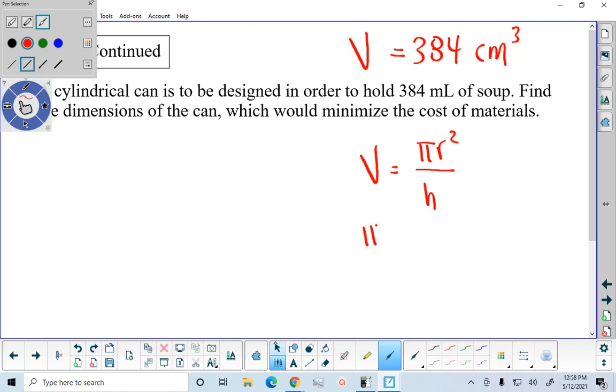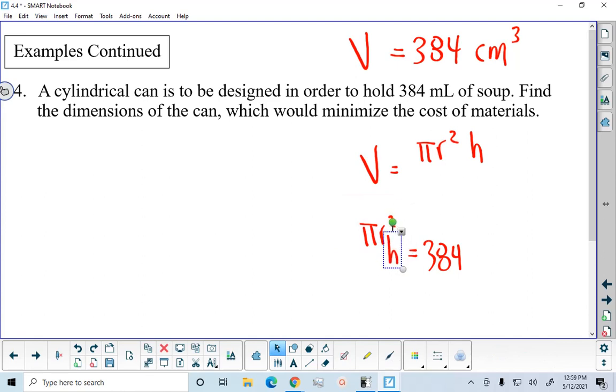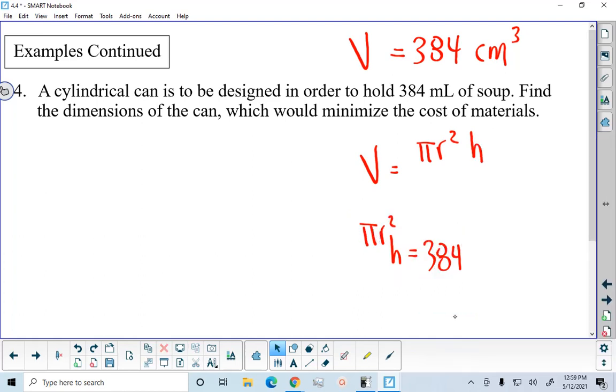Which means pi r squared h is equal to 384. Now, how do we know the volume of a cylinder is pi r squared h? I suppose what you can do is just go to a formula sheet, but I think it's very useful for you to understand why it's pi r squared h.